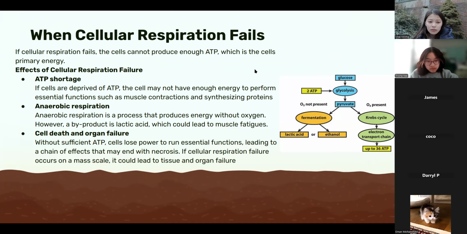Another one could include anaerobic respiration or glycolysis, which is a process that produces energy without oxygen. However, a byproduct is lactic acid, which could lead to muscle fatigue. Lastly, it could also include cell death and organ failure. Without sufficient ATP, cells lose power to run essential functions, leading to a chain of effects that may end with necrosis. If cellular respiration were to also fail on a mass scale, it could ultimately lead to tissue and organ failure.